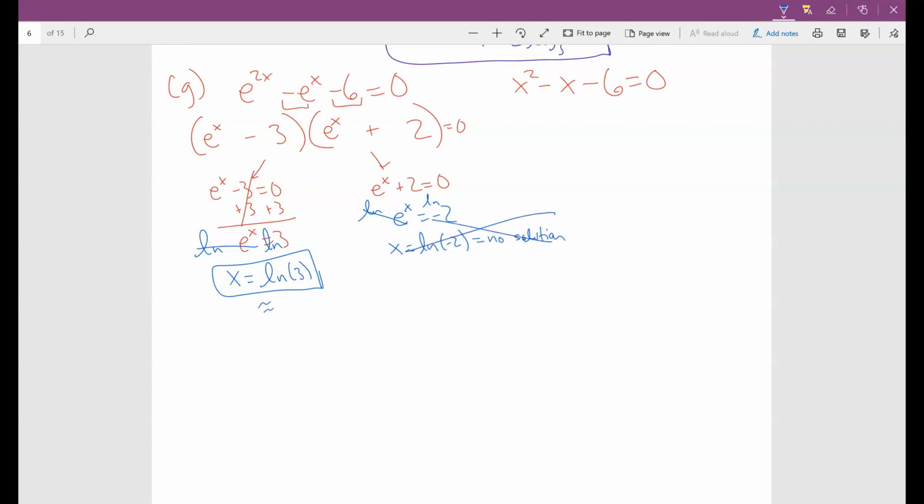And if you want to figure out what ln of 3 is, the approximate answer, you just put ln of 3. That gives me 1.099. So this will be my solution. Okay, so quadratic equation comes back. Again, if your factoring is kind of off, you will have to use the quadratic formula. But remember that you're doing the quadratic formula on the e, not on the x.